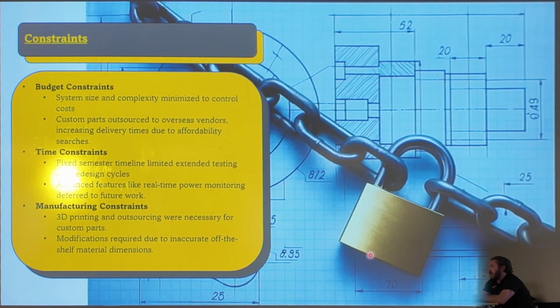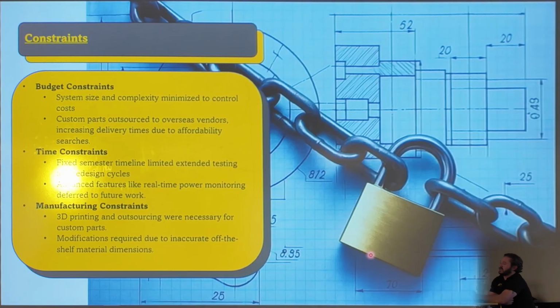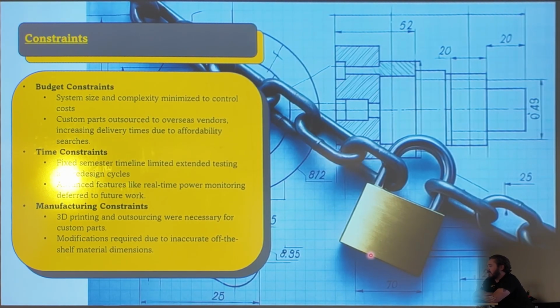So, constraints that I had in my time doing this project: system size and complexity had to be minimized to control costs. My custom parts had to be outsourced to overseas vendors, which increased the time of them being delivered. That was due to whenever I was searching for vendors, most of them in the United States were wildly expensive. Time constraints, being that this is a fixed semester timeline, there was no real flexibility there.